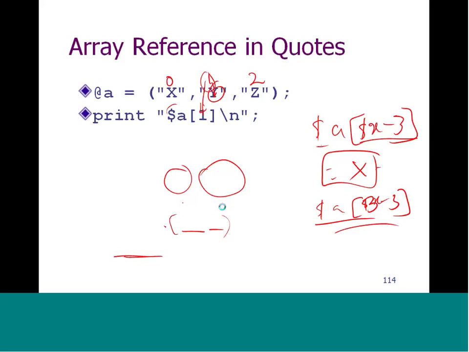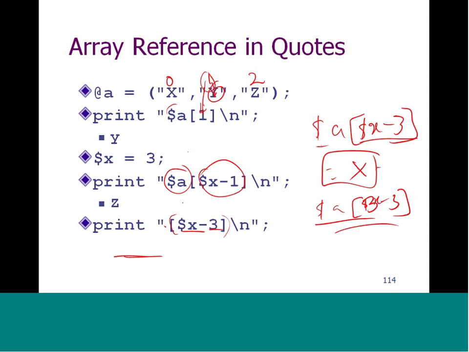So when we try to interpolate arrays inside the quotes, it is evaluated and then completely evaluated, and then we get the results. So for example, in this one, we got y as the result, and in this one, we got the z as the result.